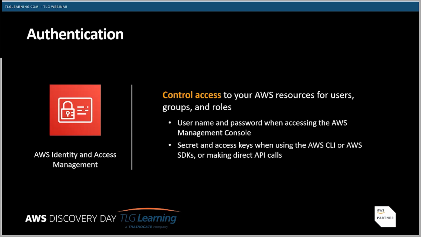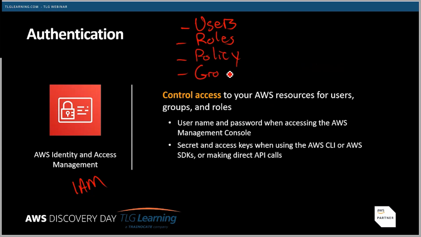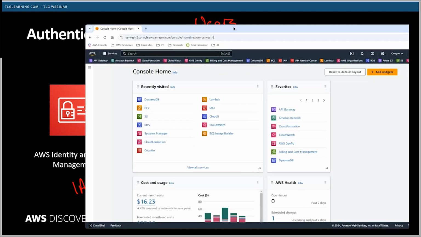We are dealing with the IAM service, identity and access management. And this is where we have several different components when it comes to IAM. We have users, we have roles, you have policies, and you have groups. Really the four primary, fundamental components of IAM. And let's go take a look at that. Let's go look at the IAM service here.